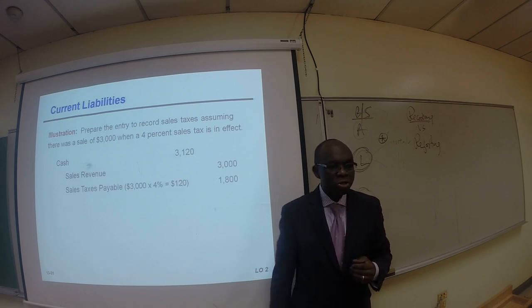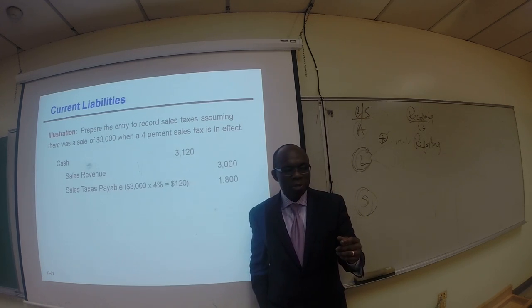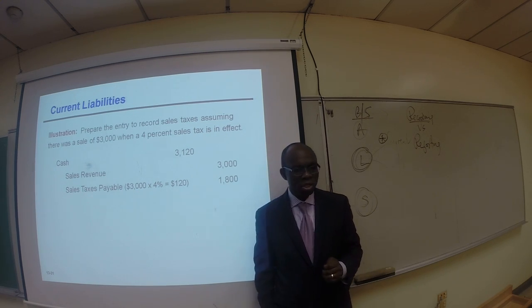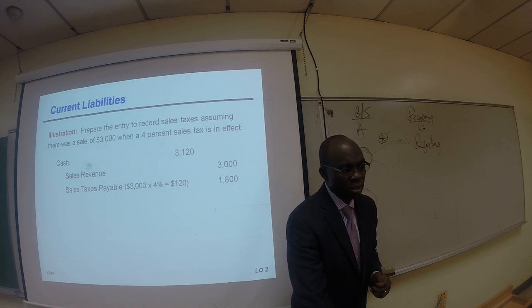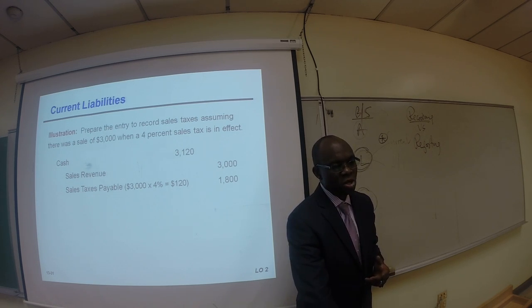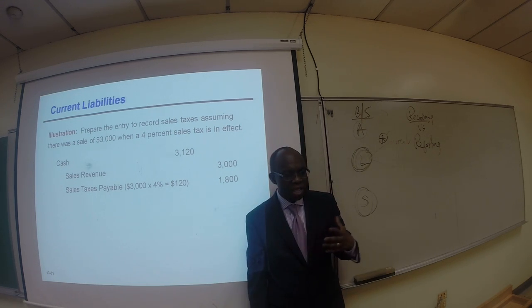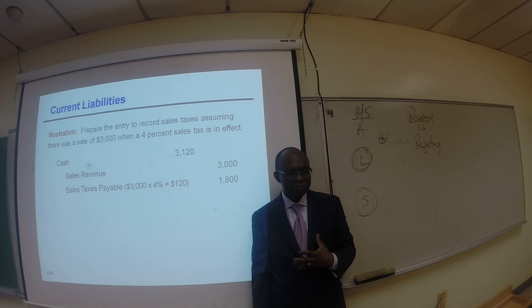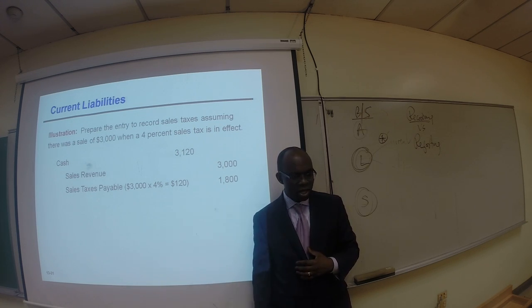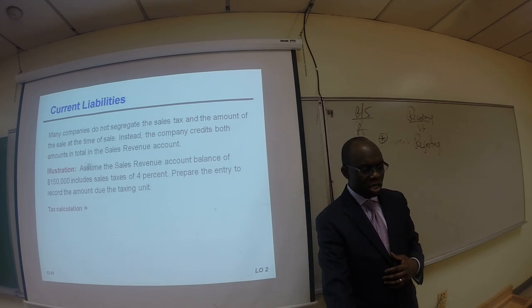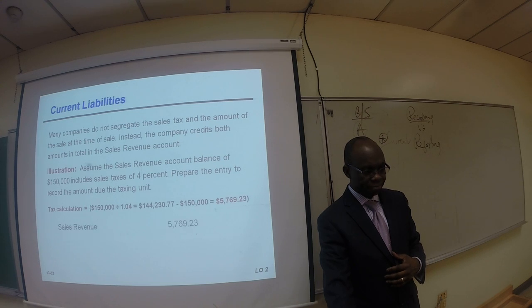Look at what happened here. The company sold $3,000 ... sale of $6,000 when the property tax is in effect. The company received $3,120. The sales revenue is $3,000. The sales tax payable is $1,800 based on this example. So the sales tax payable is a current liability until it is remitted to the government.